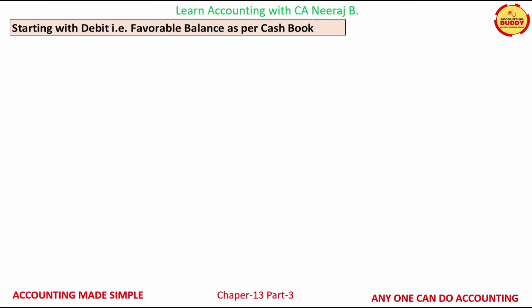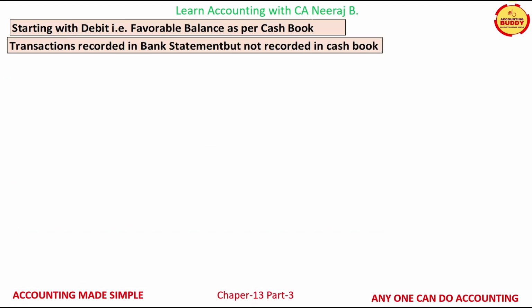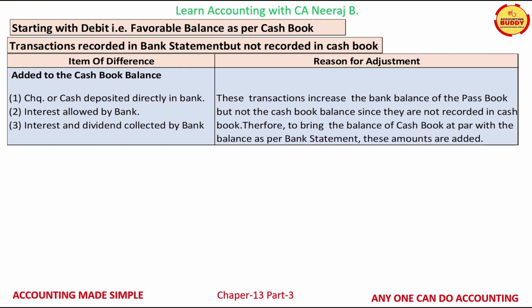In this slide, we will again learn the preparation of the bank reconciliation statement when we start with the debit balance of the cash book and consider the unmatched transactions which are only recorded in the bank statement but not recorded in the cash book. These items of difference need to be added to the cash book balance. They are checks or cash deposited directly in the bank, interest allowed by the bank, and interest and dividend collected by the bank. These transactions increase the bank balance but not the cash book balance since they are not recorded in the cash book.